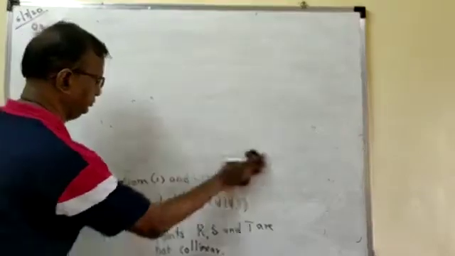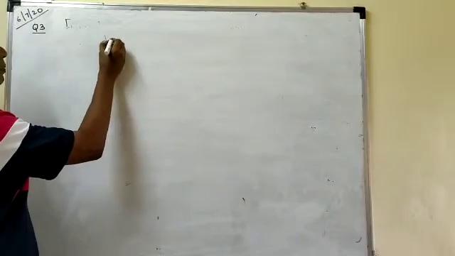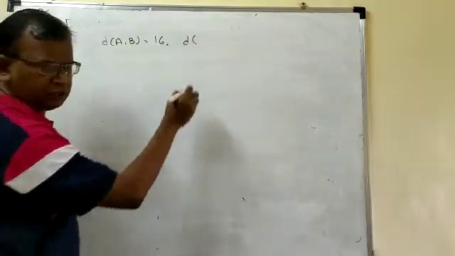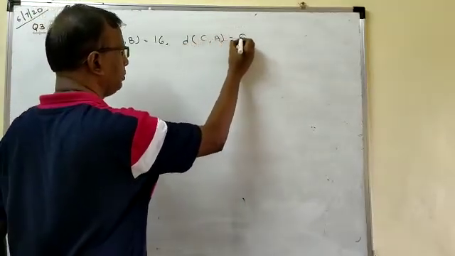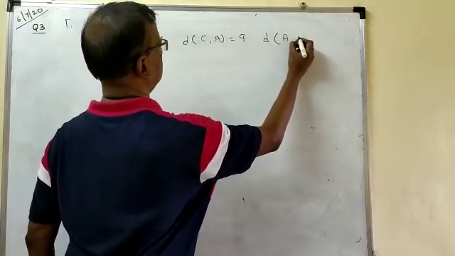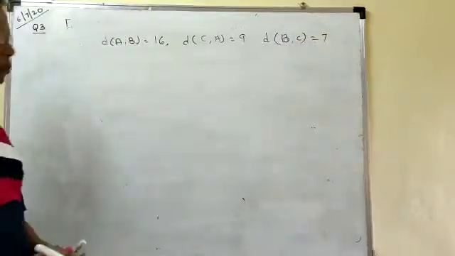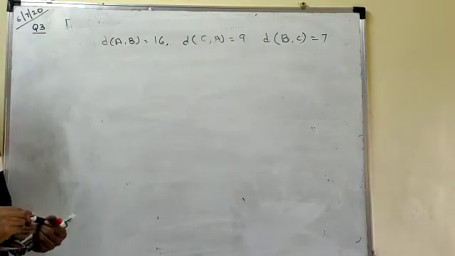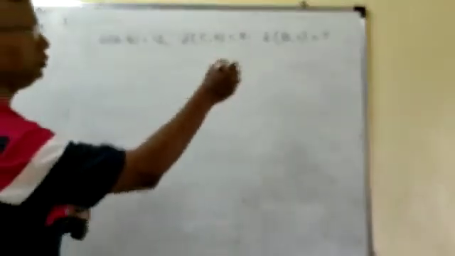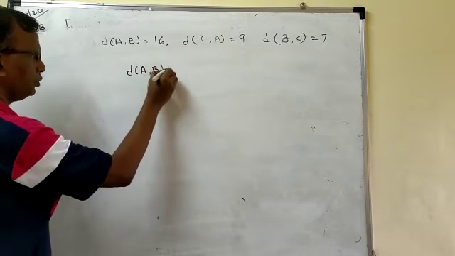The third sum. What is the third sum? Distance AB is equal to 16. Distance CA is equal to 9. And distance BC is 7. Now see, students, first you have to say which is the highest one. Which distance is highest here? This is 16, this is 9, this is 7. So the highest distance is 16.